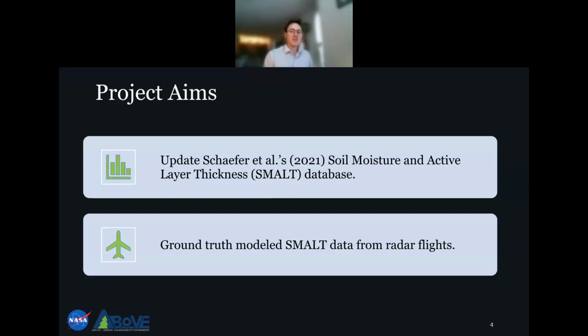And next, I aim to use this updated field database in conjunction with processed UAVSAR data from Chen et al. 2022, which I'll introduce you all to later, in order to build ground validation models of the remotely sensed soil moisture and active layer thickness data.